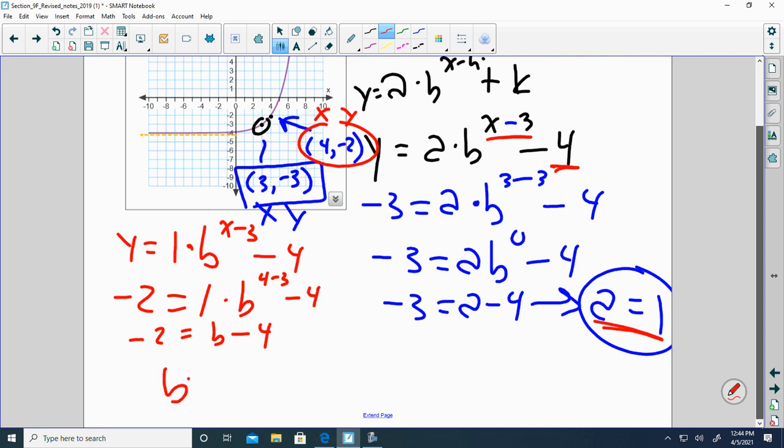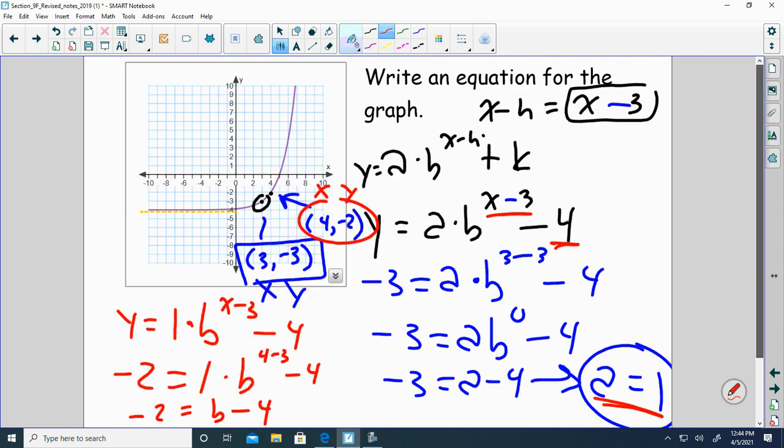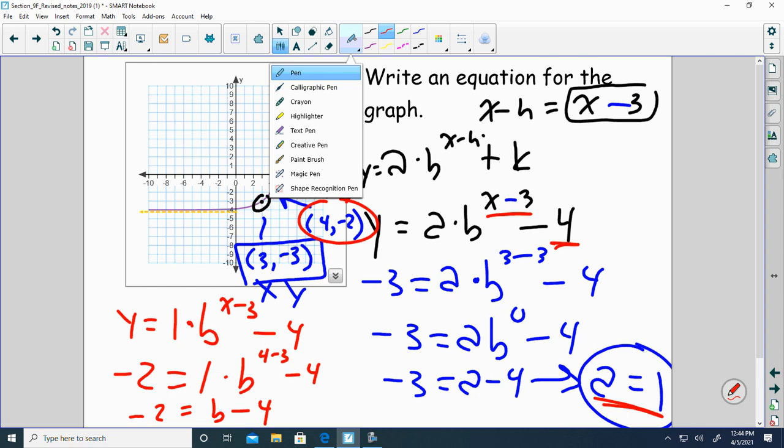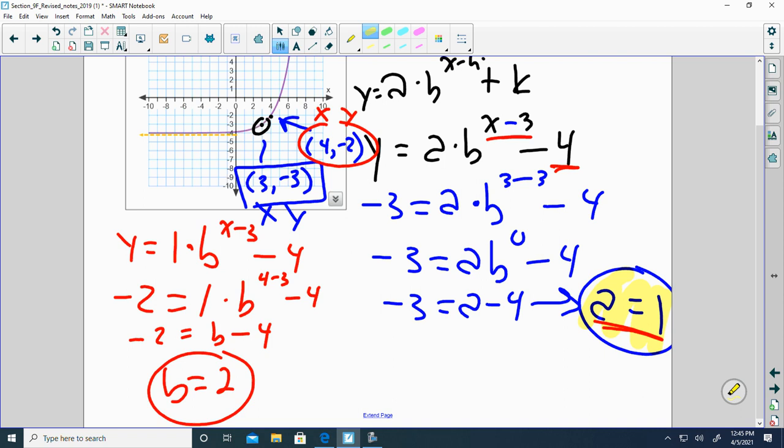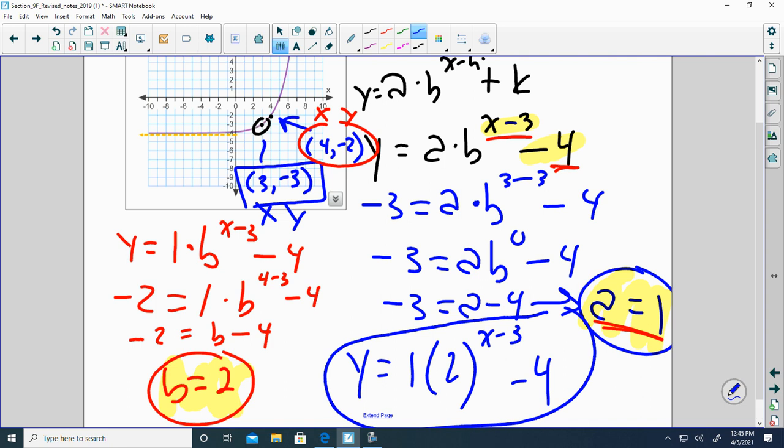All right, so then I get b is equal to 2. Now I've established everything I need about this problem. So I have this, and I have this, and then I know this has to stay there, and I know that has to stay there, right? And we're going to leave x and y alone. So I get y equals a, 1, b is 2, to the x minus 3 minus 4. Friends, do I really need to have the 1 out in front?